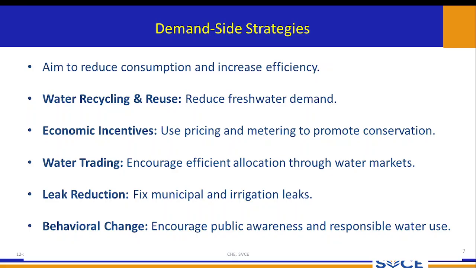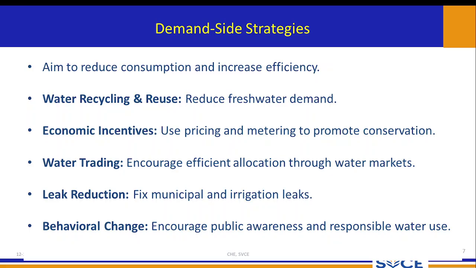Even though it's a natural thing, they will have an agreement, like Singapore and Malaysia. Singapore doesn't have any water resources by nature, so they get water from Malaysia. Nowadays they have new wastewater treatment plants and desalination, and try to reduce the consumption of water from other countries. So water trading encourages efficient allocation through water markets. Leak reduction: fix municipal and irrigation leaks.